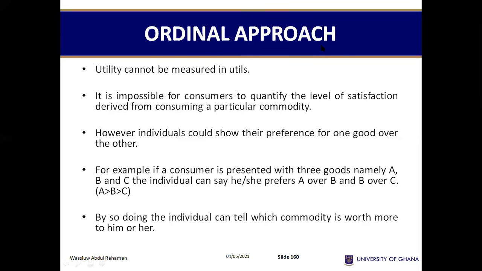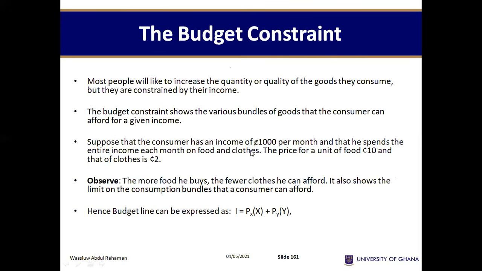Now, to explain this, the analysis for the ordinalist approach is divided into two. The first that I will look at has to do with what the consumer can do. And the second is what the consumer is willing to do. There are two different things. What you can do and what you are willing to do are two different things. So I'll first of all start with what the consumer can do. And that is what I'll start with now.